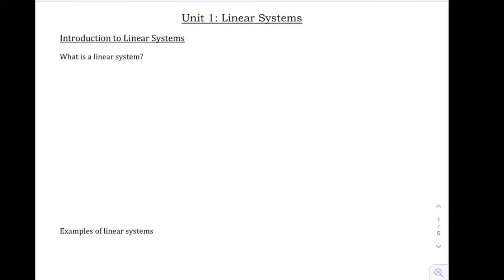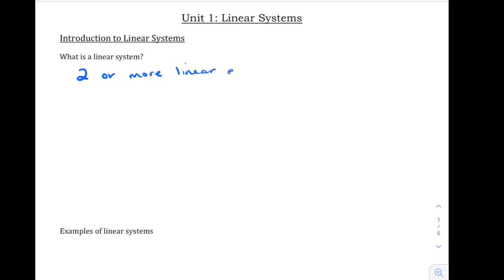Hi everybody, welcome to the first unit of grade 10 IB Math. The first unit is on what's called linear systems. So I'll do a little bit of an introduction here as to what linear systems are. Basically, a linear system is two or more linear equations.